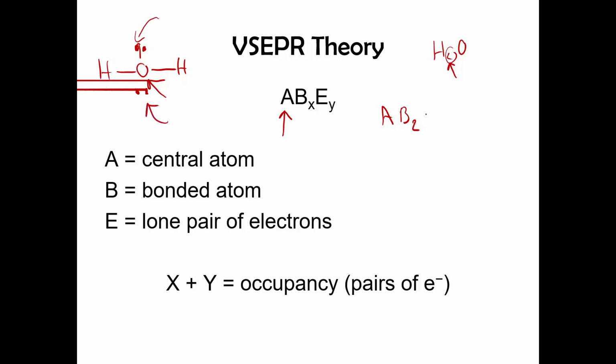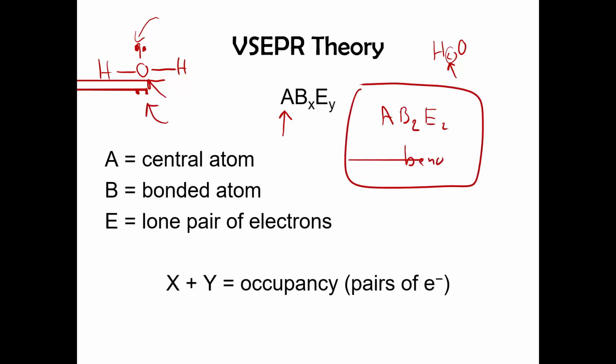So you've got 2 of those. So it's AB2E2. And AB2E2 is always bent, no matter what. Okay, all AB2E2 systems are always bent. H2S is the same thing. It belongs to this category. Its molecular shape is always going to be bent, and that helps some people, right?